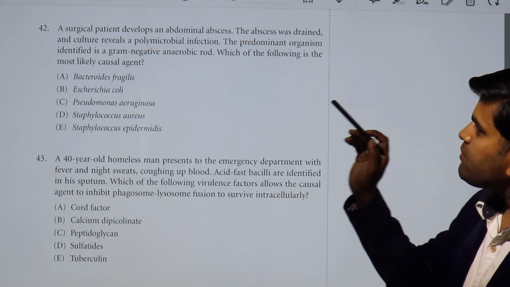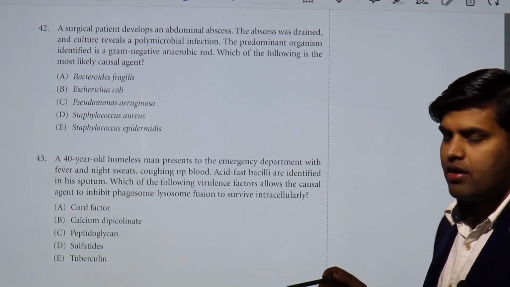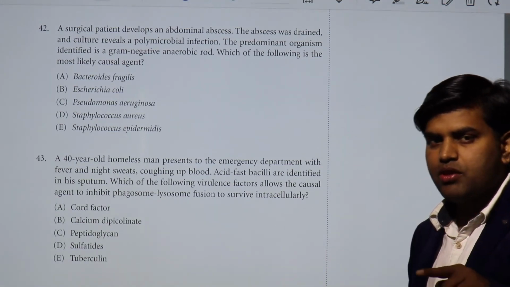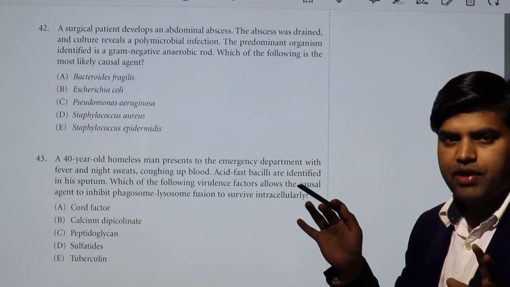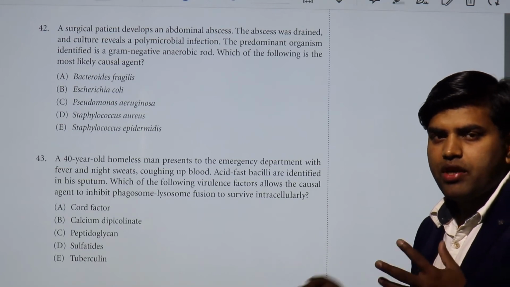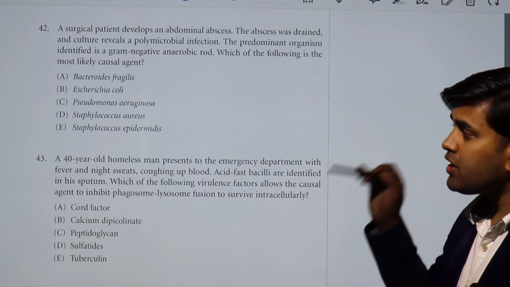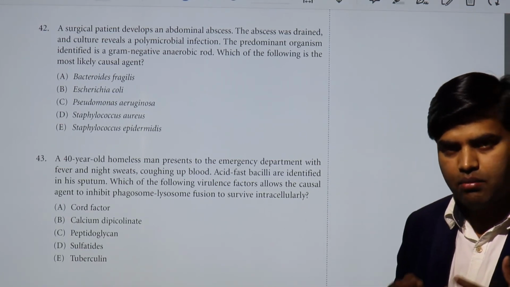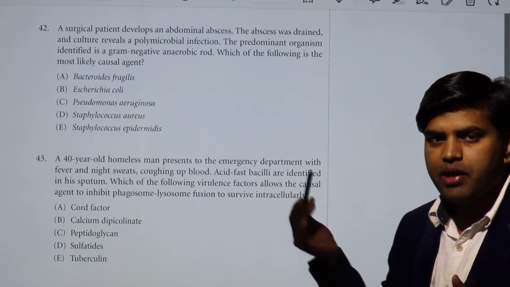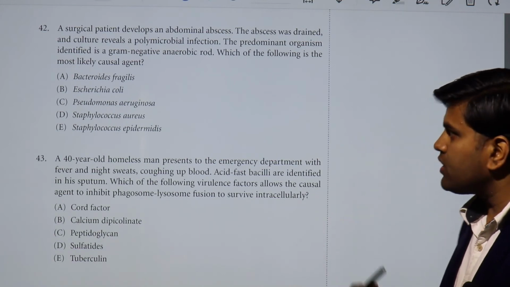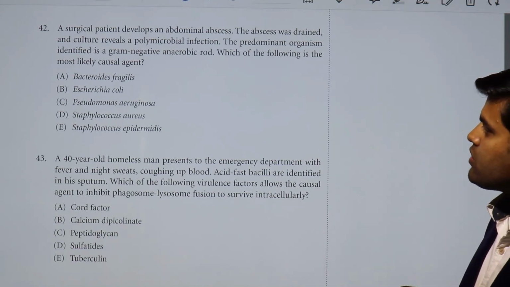The predominant organism is identified as a gram-negative anaerobic rod. Now they are giving you a specific route to the diagnosis. You have to think about the polymicrobial infection. All the gut flora has come out and is developing the abscess. Among them, which one is the gram-negative anaerobic rod? The most prevalent, most abundant one is Bacteroides fragilis. So which of the following is the likely causative agent?